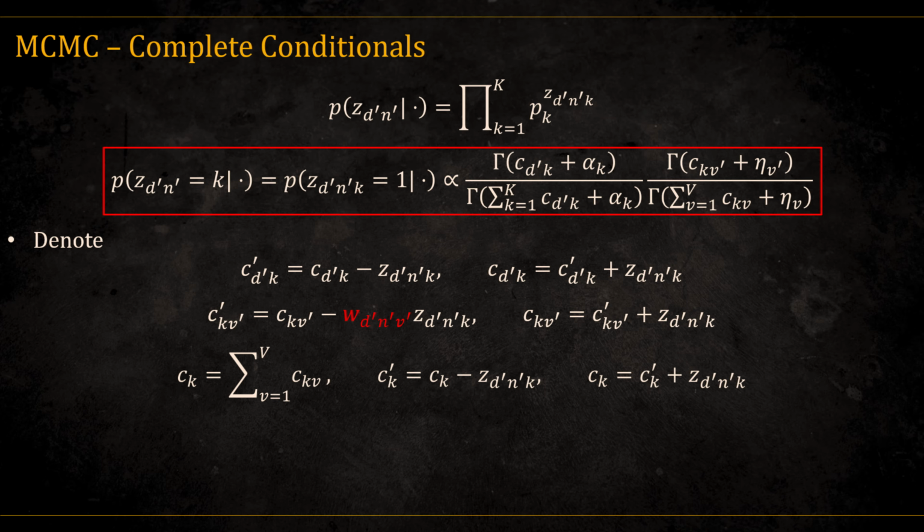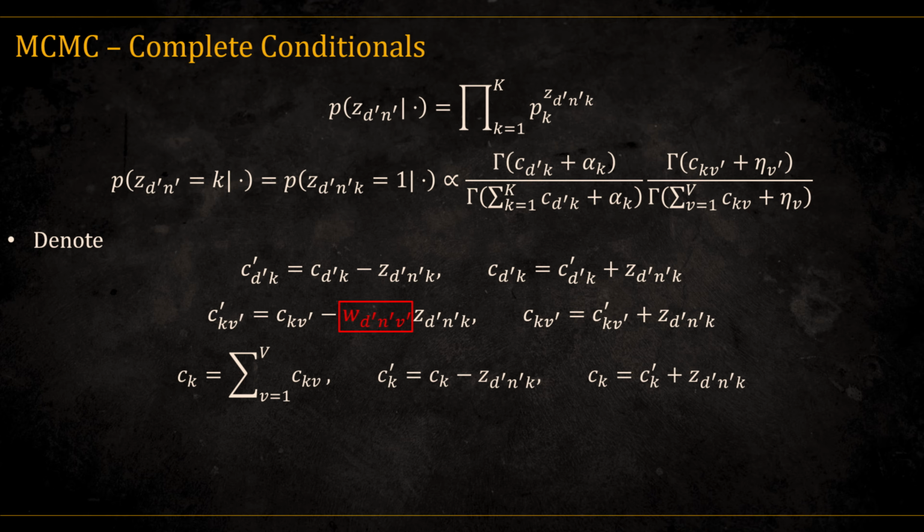Technically, we could have stopped here, but the gamma functions are quite computationally expensive, and we don't really need them. The z we care about is hiding in the count variables, the c's. So let's denote by c prime the counts without that specific z. Here it is for the document topic combinations, and here for the topic word combinations. For c prime kv, since we are looking at the specific word that is related to the specific topic z, we know its w will be equal to 1 and we can remove it. That is, v prime is the word that is associated with z d prime n prime, so while we're not sure about the other w's in the corpus, we do know that this specific one is equal to 1.